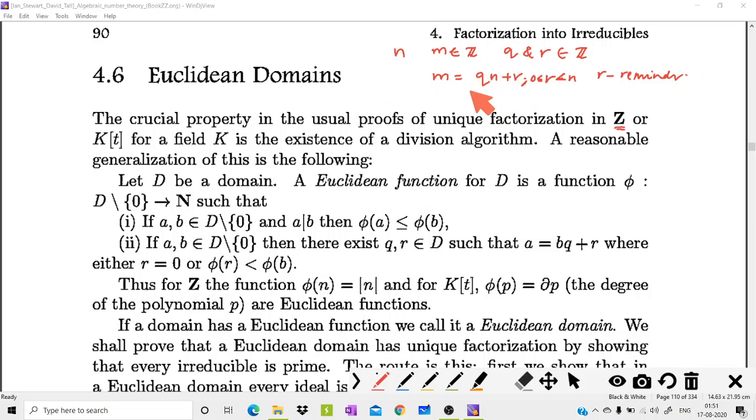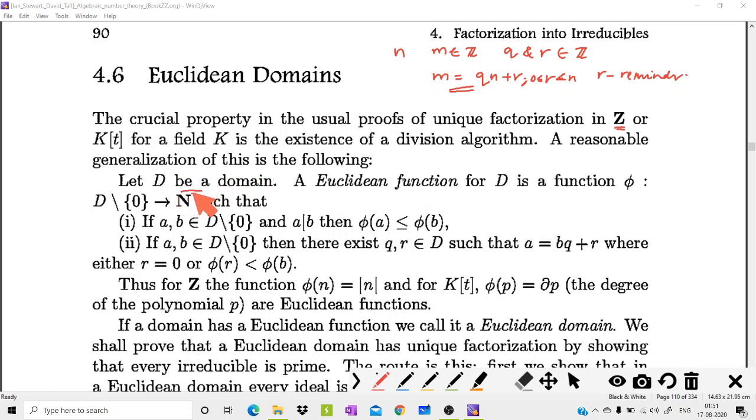Here we have another notion, the Euclidean function, that can be considered as a generalization of this Euclidean algorithm. So that is the first definition of section 4.6.